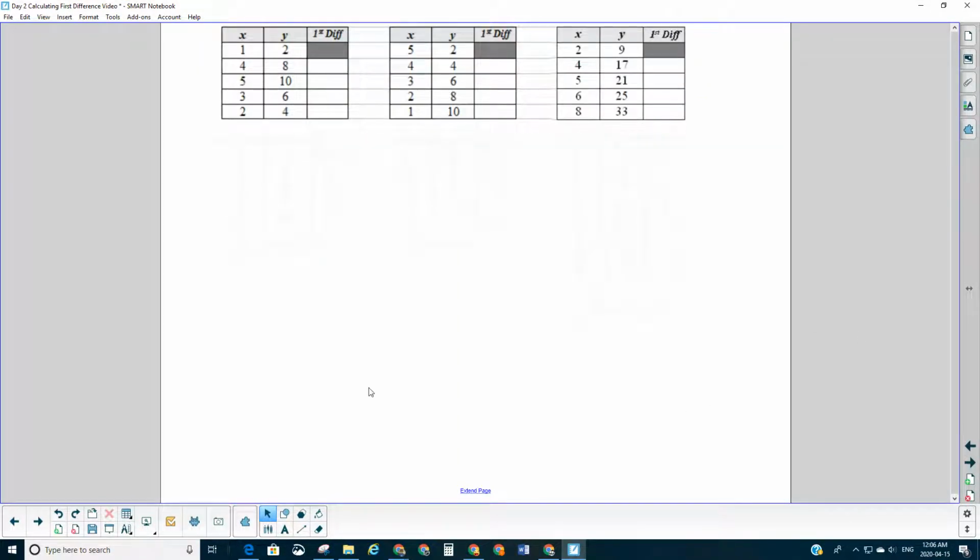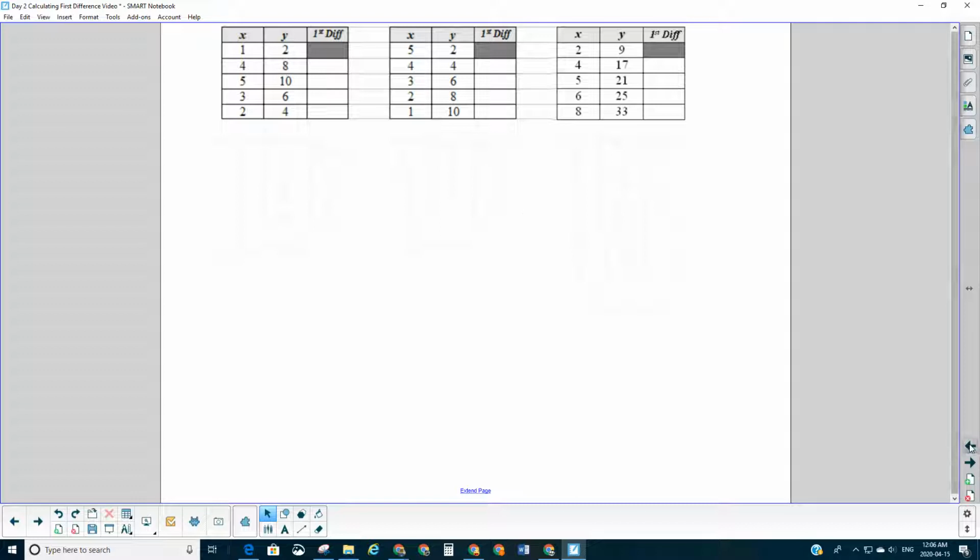Let's look at this one. So look at the x's. The x's go 1, 4, 5, 3, 2. Well, if we're looking at the jumps and it goes 1 to 4 and then 5 and then backwards to 3 and 2, of course these jumps are all going to be out of whack.